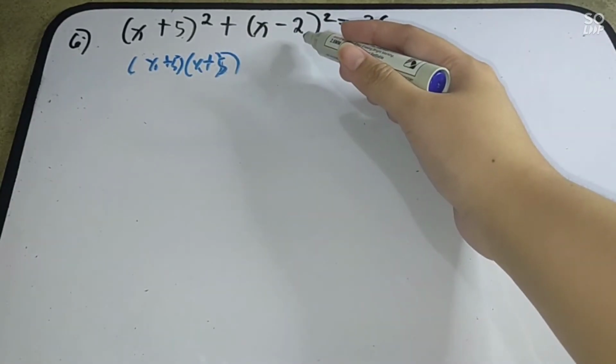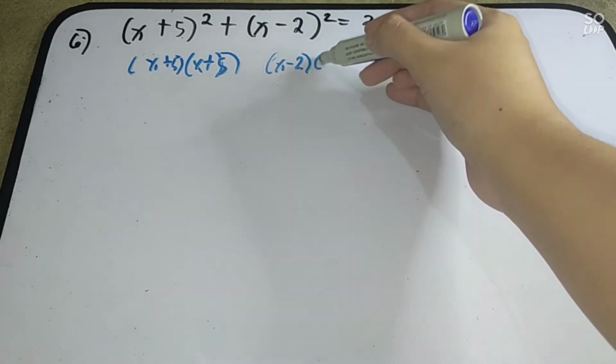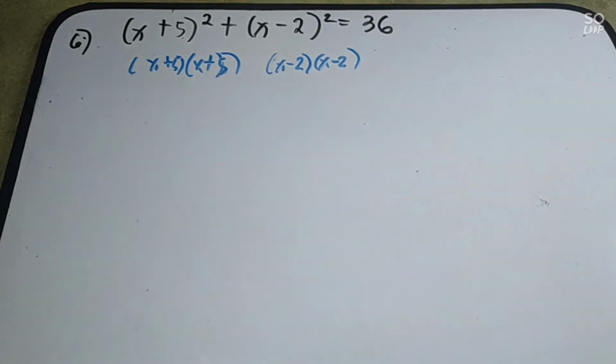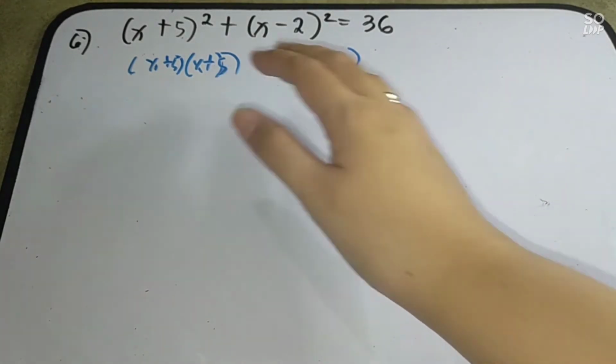Then, itong si squared of x minus 2, ibig sabihin niya naman is x minus 2 times x minus 2. So, yun yan eh. So, kung hindi nyo alam yung pinaka-shortcut niya, square of a binomial, so, pwede kayo mag-FOIL method using this one.